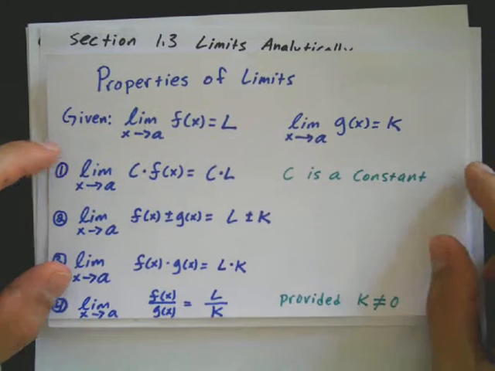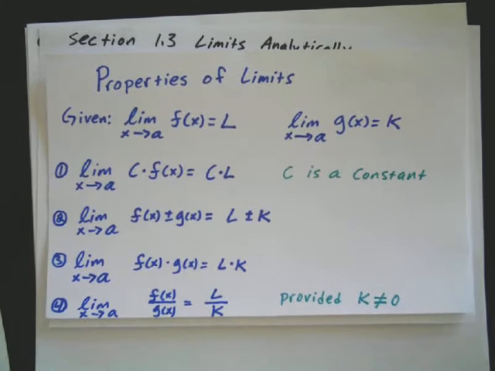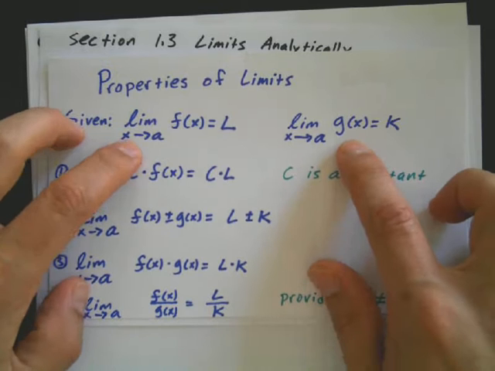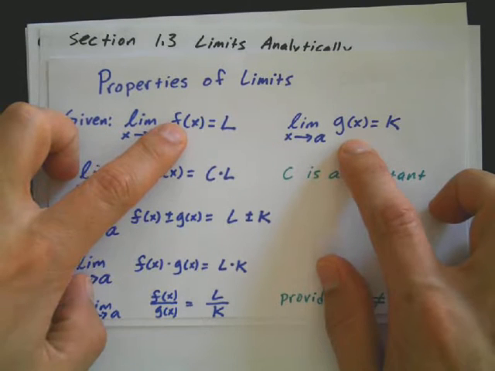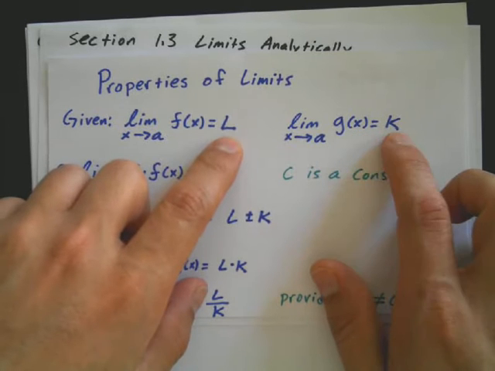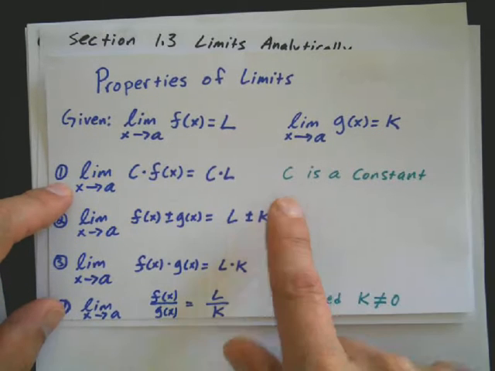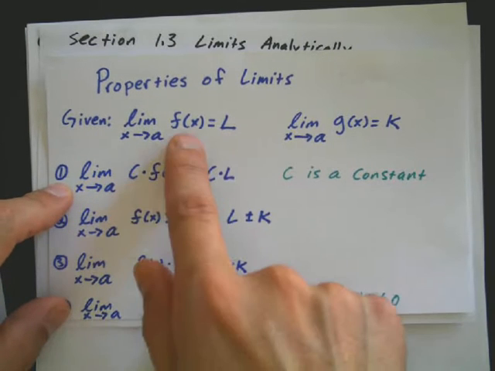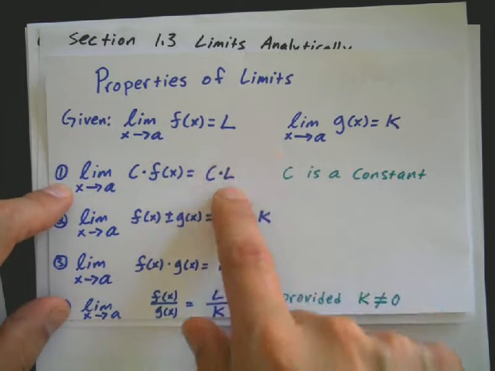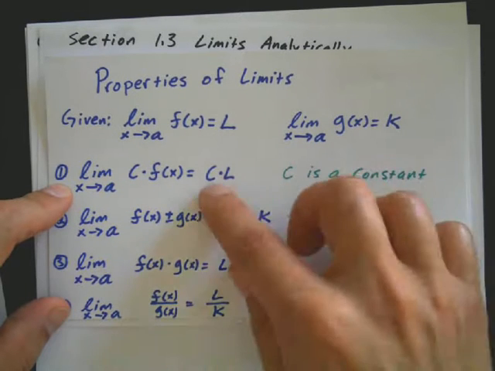I'll go ahead and give you a moment to pause it, copy these down, and then I'll talk a little bit about each one of them. You have to start off with the idea that they give you information, or you're able to find particular limits about f of x and then g of x. They're going to give you the limit, let's say, for this one equals L, and the limit over here equals K. The first property says that if you have C, which is a constant, times the function, you can just multiply the constant times the limit. For example, if this limit is 7, and this constant is 3, then the answer is going to be 7 times 3.